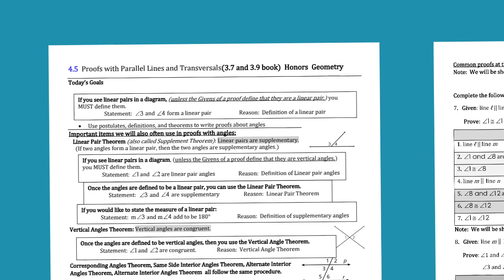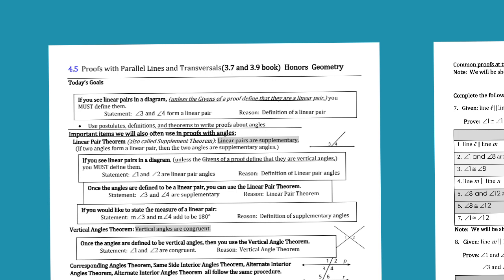Okay, so for today, we are going to be using the relationships we established over the last couple of days about if you have parallel lines cut by a transversal, you have numerical relationships between those angles. And so we're going to be using those in some proofs. Don't scream too hard. I really actually think you're going to do well with this.